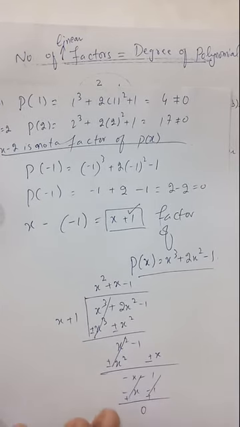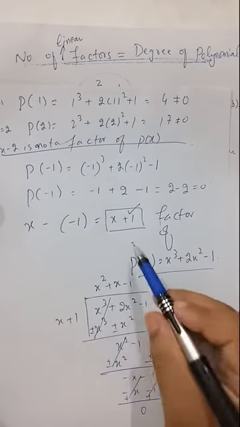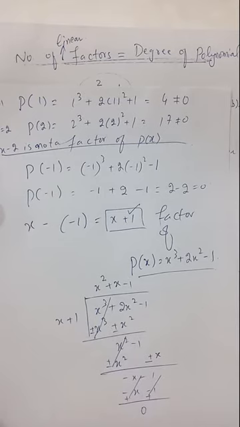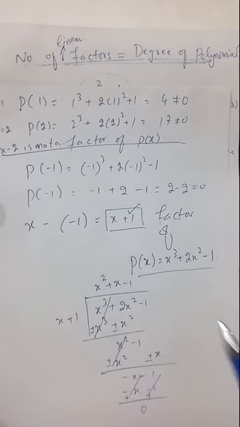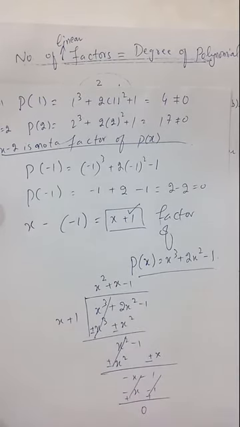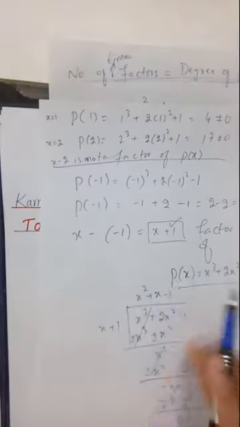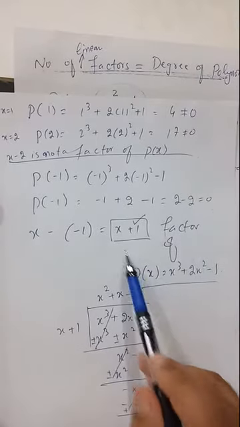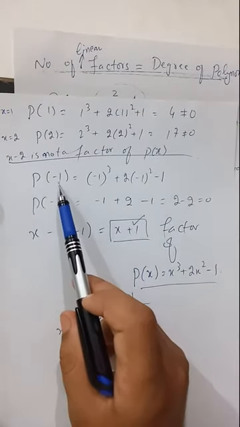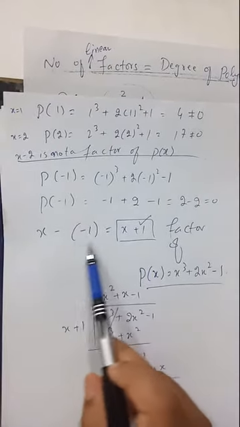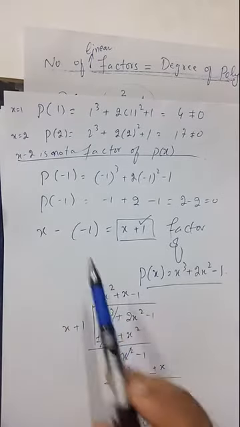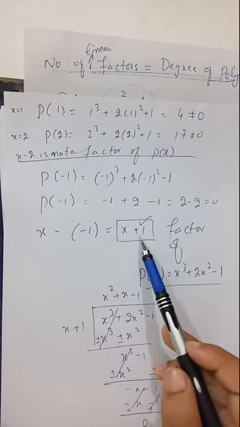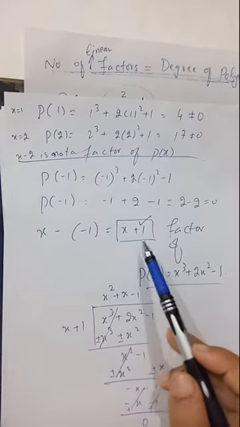You will get remainder 0 because x plus 1 is a linear factor of this polynomial according to the factor theorem. How can you say that x plus 1 is a factor of this? You just put minus 1 in this polynomial and you get 0, and then you say that x minus this value is my factor. So x minus this value is x minus minus 1, so minus minus plus 1. So you see that x plus 1 is a factor.